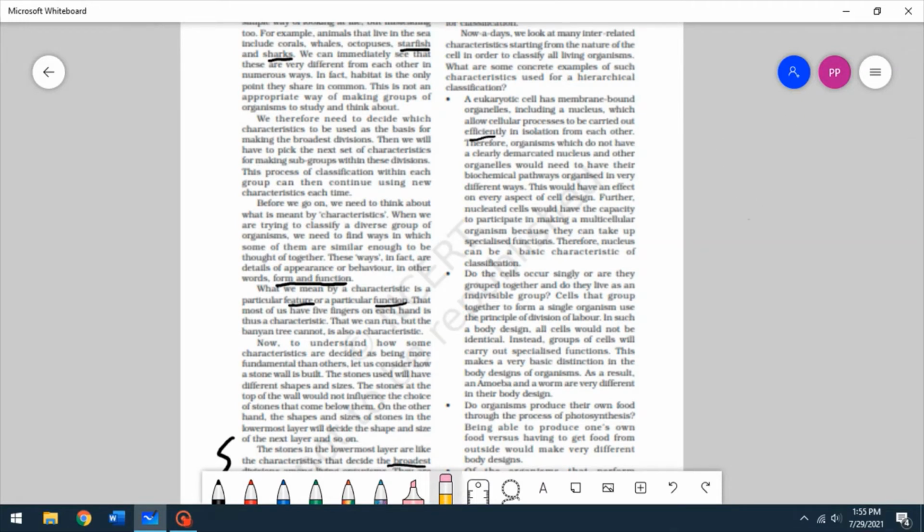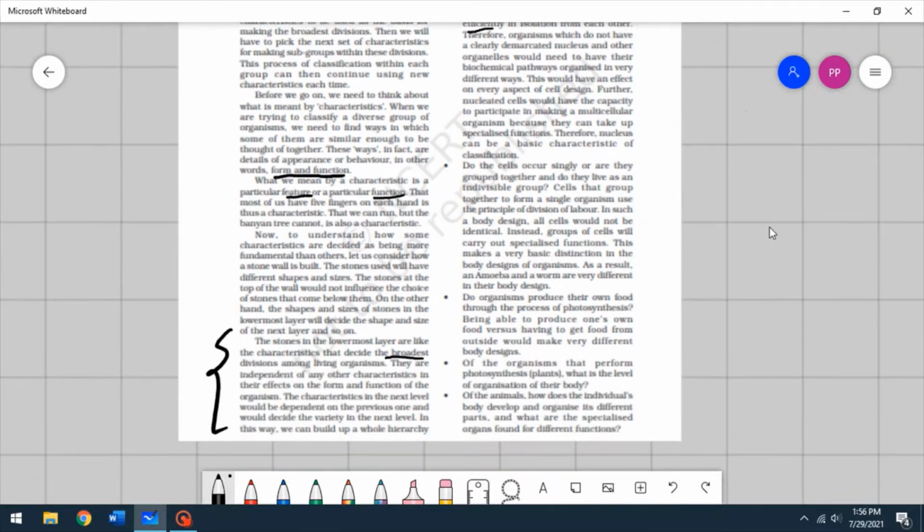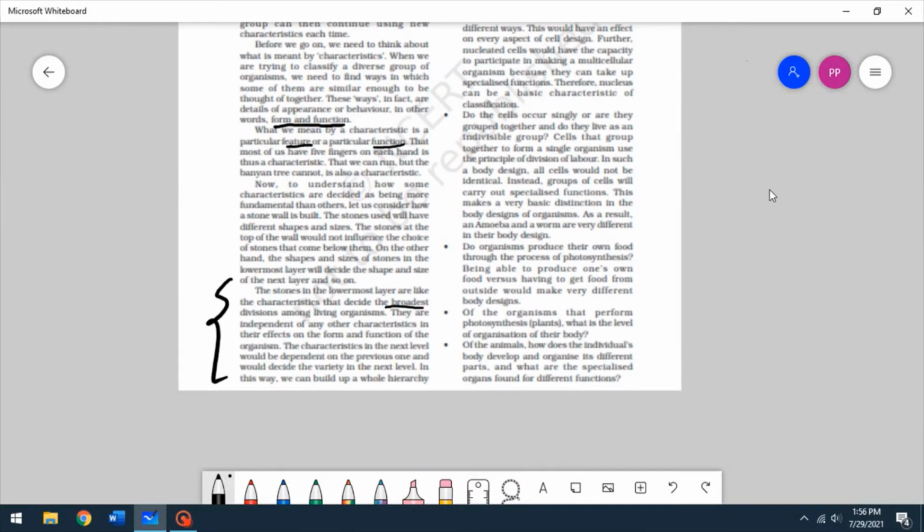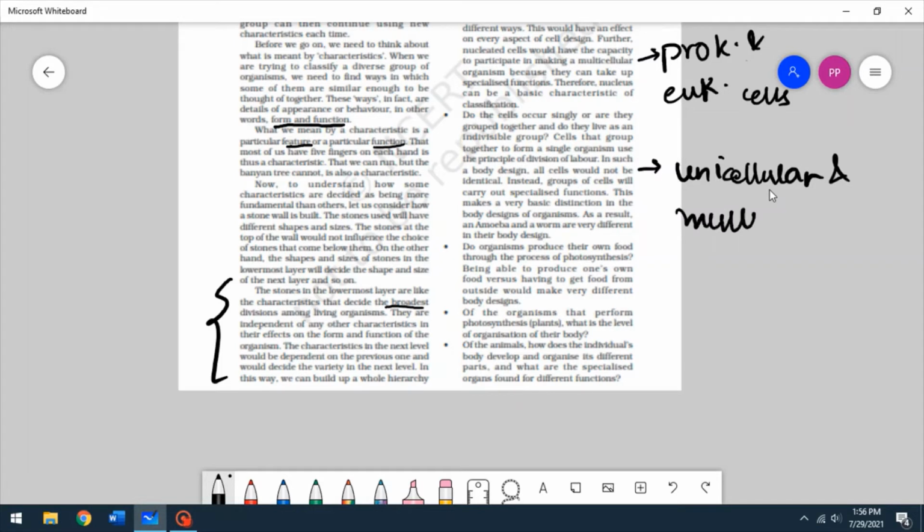Similarly, at each level of identification, you have different questions, alright? So then the next point would be, do the cells occur singly or are they grouped together, and do they live as an indivisible group? So that is what differentiates between unicellular and multicellular organisms. So this was between prokaryotic and eukaryotic cells. This is between unicellular and multicellular organisms, right?